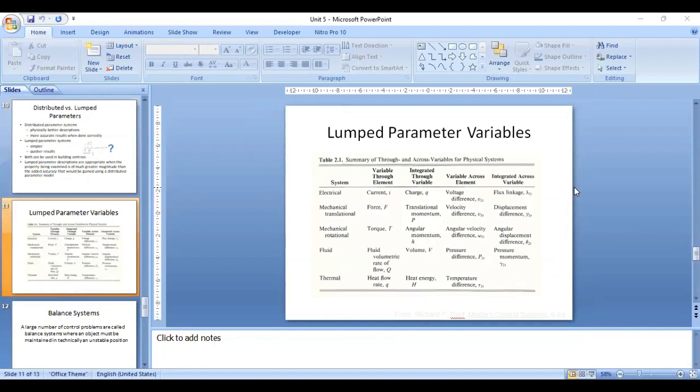So here are some of the lumped parameter variables. For example, in an electrical system, current, charge, voltage difference, and flux linkage are the lumped parameter variables, which can be named as variable through element, integrated through variable, variable across element, and integrated across variable. In the same way, the mechanical translational and rotational systems, and also fluidic and thermal systems, are also explained in terms of lumped parameter variables.